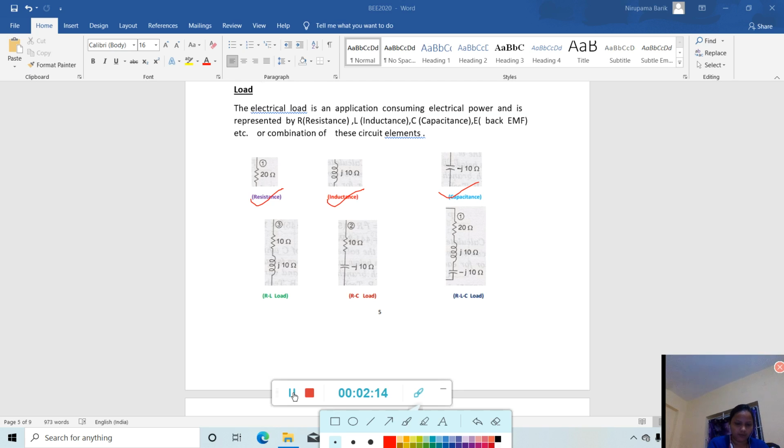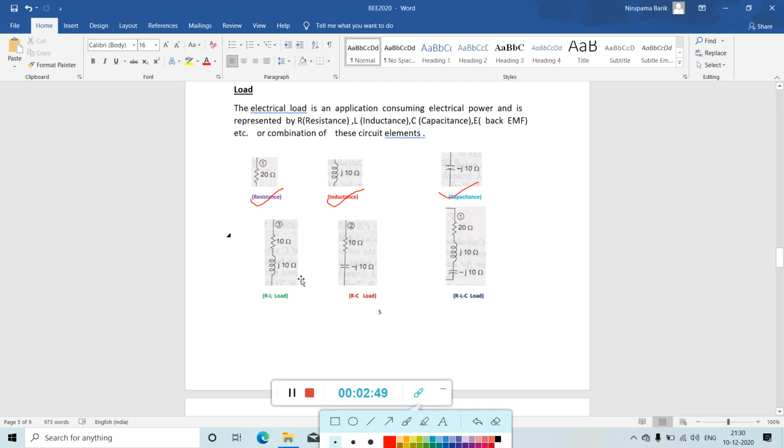And then inductive load examples are like your motor, transformer, chokes. Chokes are used in the tube light connection, as you have seen. And then capacitive loads are like your radio circuit, synchronous motor, capacitor bank, TV picture tube, buried cables, motor starter circuit, etc. So these are all examples of loads which are used in your home.